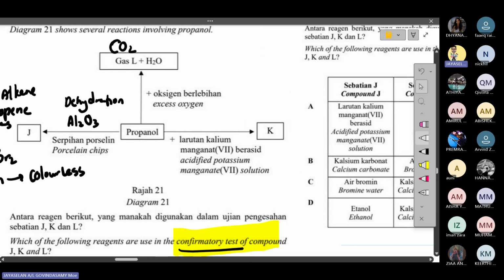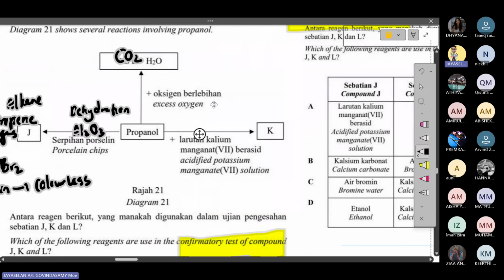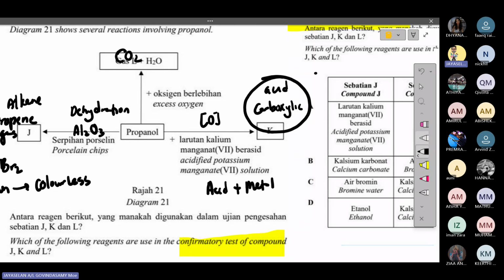Okay, so this one, propanol undergoes oxidation. This process is called oxidation. When propanol undergoes oxidation, you will get carboxylic acid. What is the test to show the presence of carboxylic acid? You react this acid with a reactive metal. What are the reactive metals? Magnesium or zinc. You will get what gas? You will get pop sound gas.